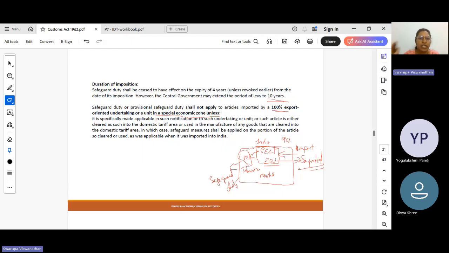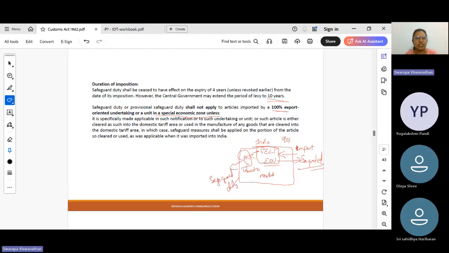Safeguard duty, protective duty, anti-dumping duty, all these duties are charged to protect the domestic market from an excessive import of products from foreign countries. So it is to protect the domestic market. In an EOU or a special economic zone, the manufacture is for export only. It's not going to enter the domestic market. So these specific duties will not apply for a manufacturer under a 100% EOU or SEZ unless they are going to sell to the domestic market. If they are going to sell the products into the domestic market, then all these duties will apply.